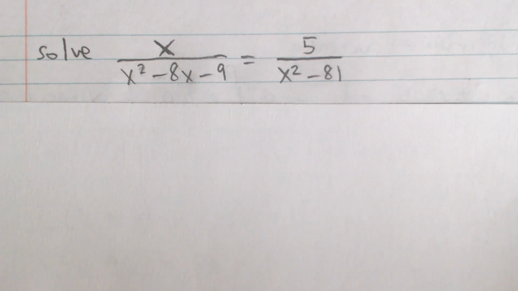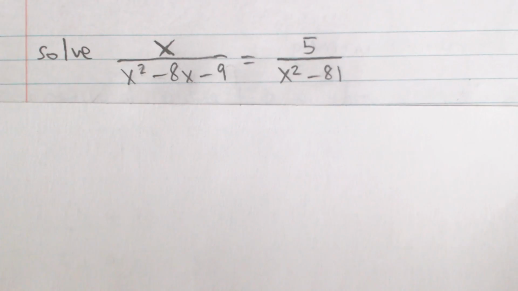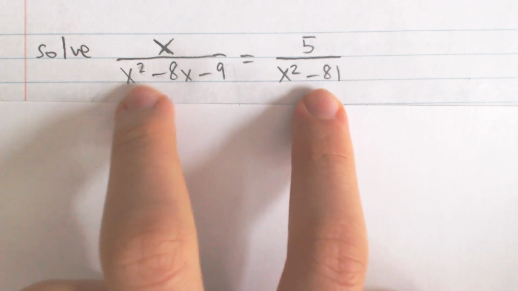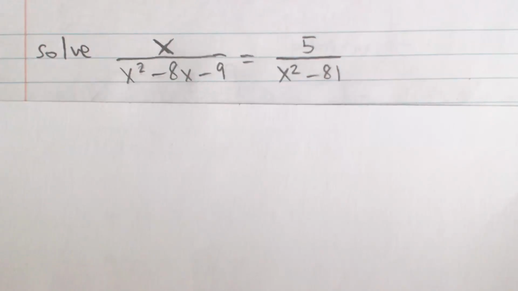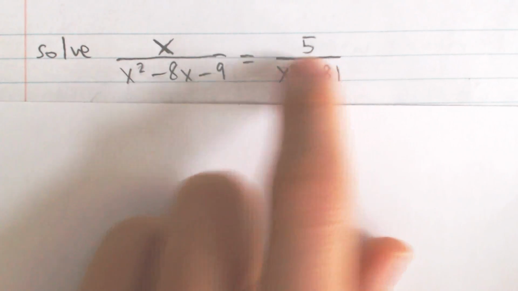Okay, so here we have to solve this rational equation. We have x over x squared minus 8x minus 9 is equal to 5 over x squared minus 81. And at first glance, you might say, well, we can just cross multiply, right? Multiply both sides by both denominators. That'll cancel out both denominators, and we'll get x times this whole thing is equal to 5 times this whole thing.